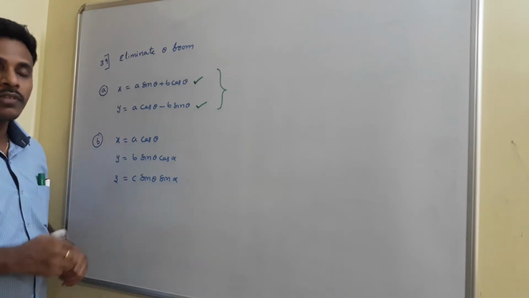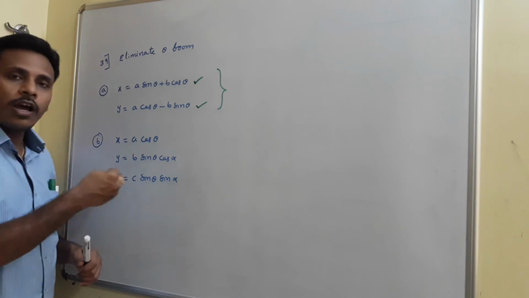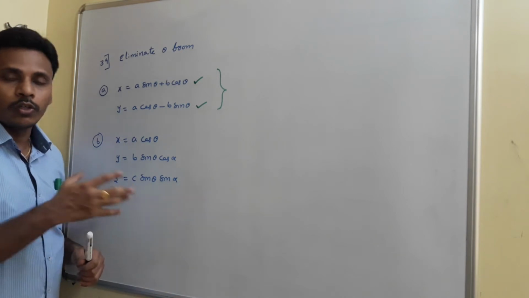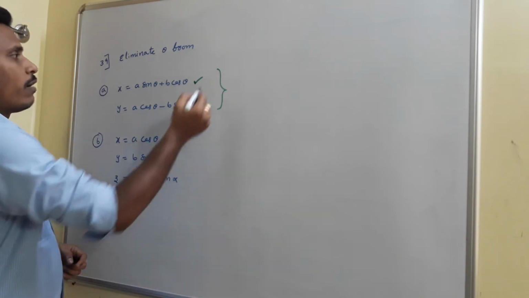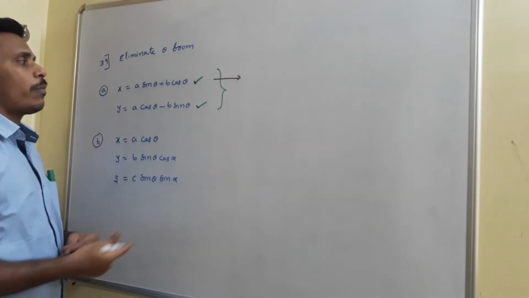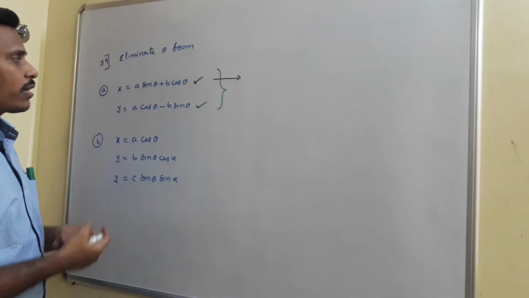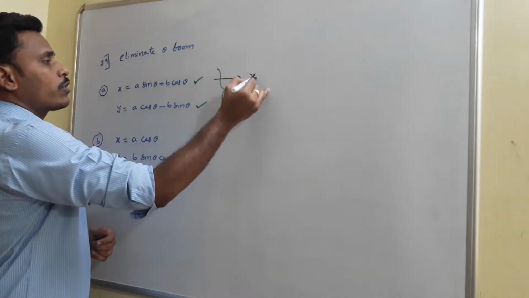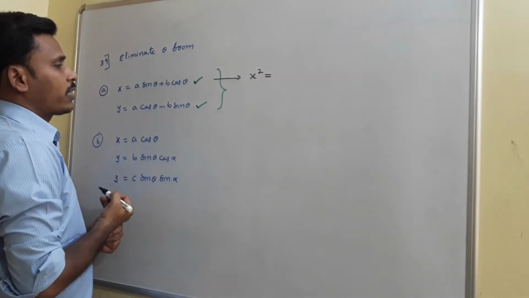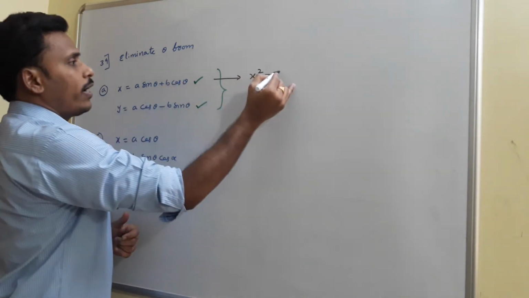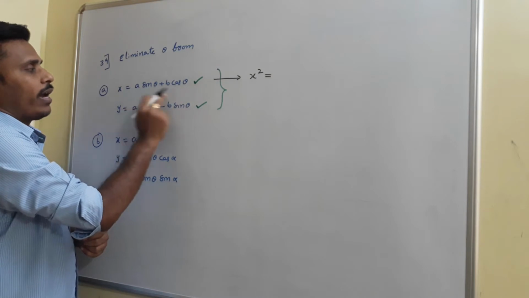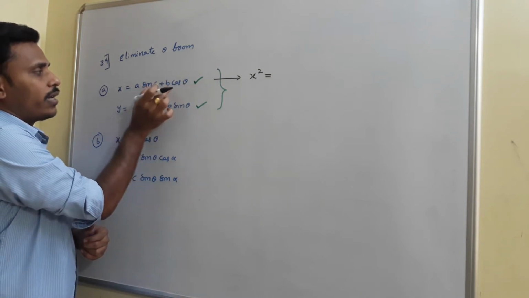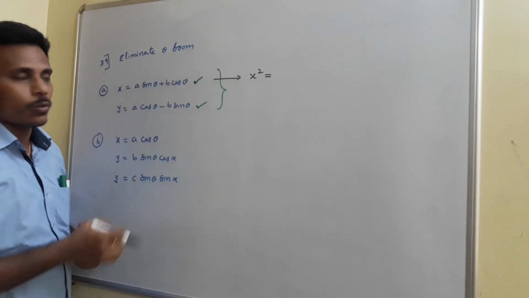After these two problems, I will give you one or two similar type of problems to solve. Okay, look at this. First of all, x is equal to a sin theta plus b cos theta. Since x is equal to a sin theta plus b cos theta, you just square it on both sides. x square is equal to, if you square it, this is a sin theta plus b cos theta whole square.